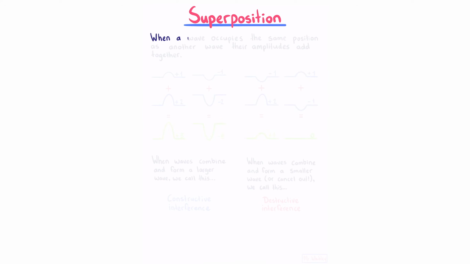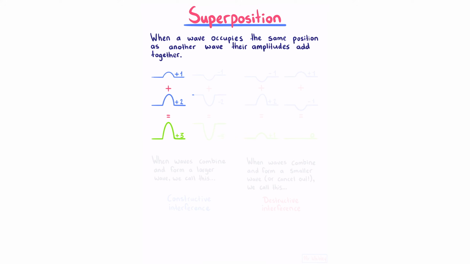Superposition. When a wave occupies the same position as another wave, their amplitudes add together. So if we have a wave of +1 amplitude and +2 amplitude, the resulting amplitude is going to be +3. And if we had the same situation but with a negative amplitude, we'd end up with a -3 amplitude. When waves combine and form a larger wave, we call this constructive interference, of which these are two examples.